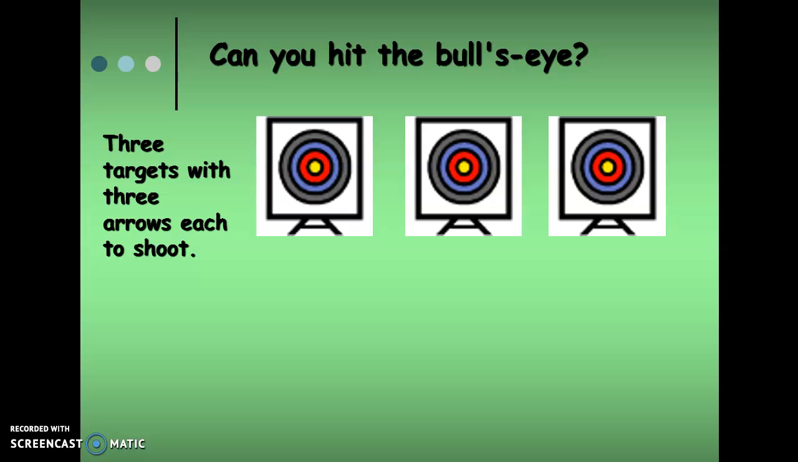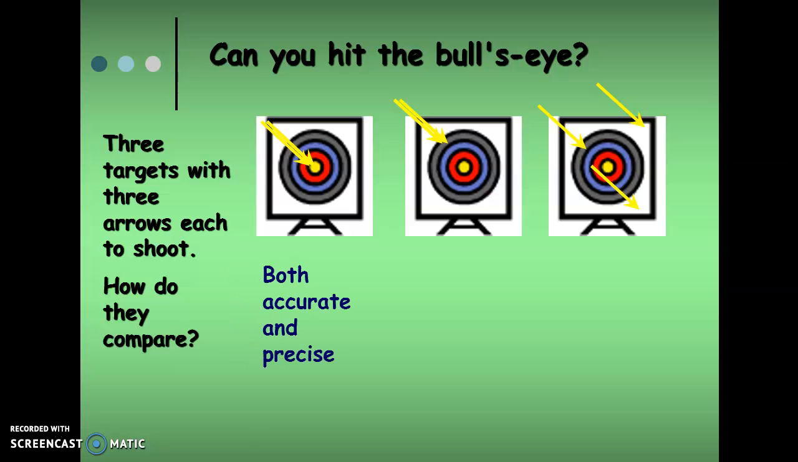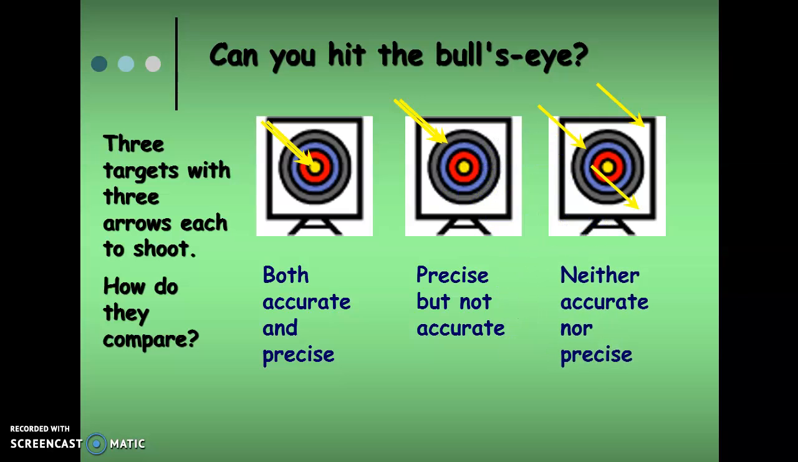We have three targets with 3 arrows each to shoot. So if we shoot those arrows, how do they compare to each other, and what kind of accuracy and precision do we have? The target on the very left has both accuracy and precision because they are all together and they are towards the middle of the target where the bullseye is. The second one does not have accuracy, but it does have precision because they are all in the same general area close to each other, but they are not close to the true or accepted value, which is the middle. The one on the right has low precision because they are spaced out, and it has low accuracy because they are all over the place. They're nowhere close to the middle. So those would be neither accurate nor precise.